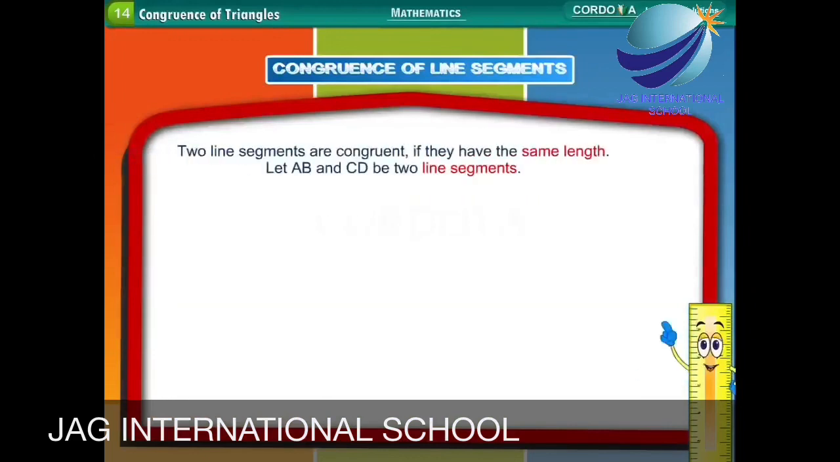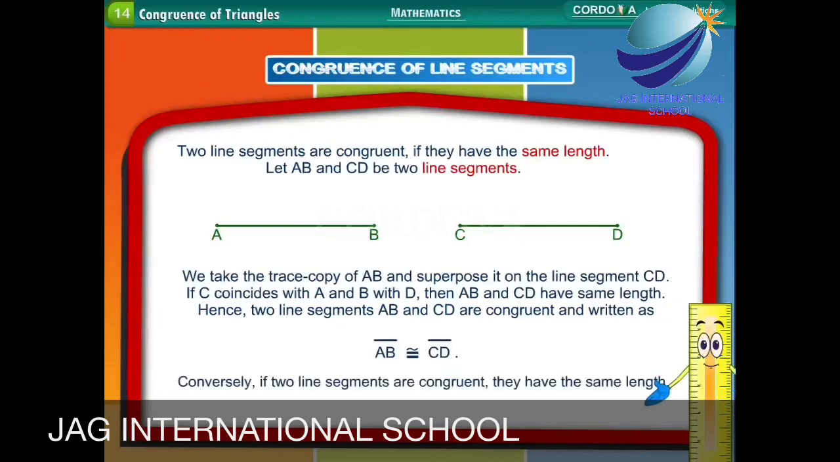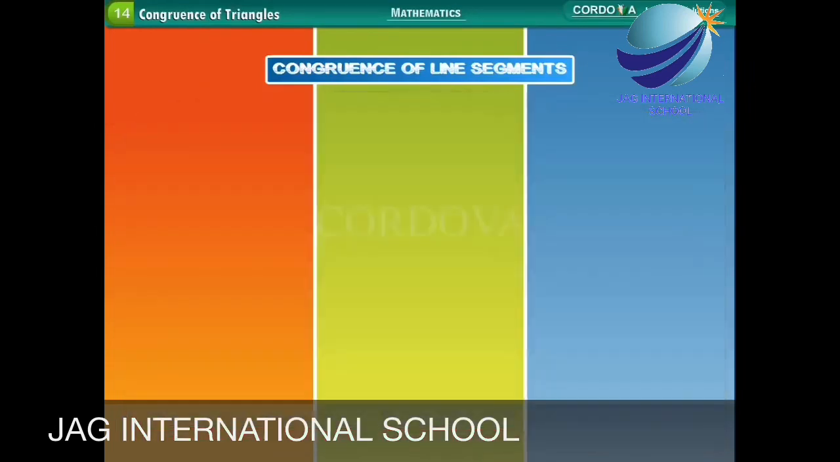Congruence of line segments. Two line segments are congruent if they have the same length. Let AB and CD be two line segments. We take the trace copy of AB and superimpose it on the line segment CD. If C coincides with A and B with D, then AB and CD have the same length. Hence, two line segments AB and CD are congruent and written as AB ≅ CD. Conversely, if two line segments are congruent, they have the same length.